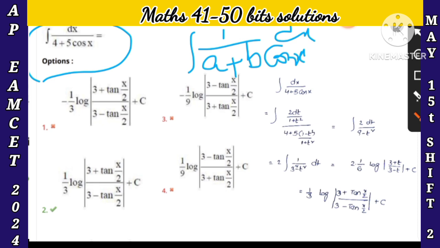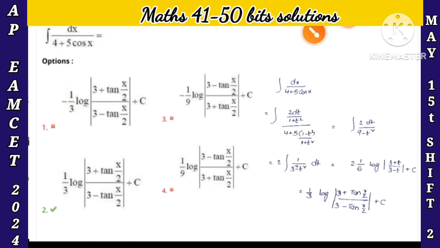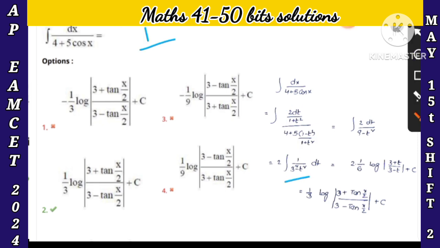We have to replace. dx is equal to 2 dt by 1 plus t square, and the value of cos x is equal to 1 minus t square by 1 plus t square. Now doing the simplification, do the LCM and take the calculations, then you get the integral 2 dt by 9 minus t square, and here we take that 9 as 3 square, so this is in the form of 1 by a square minus x square. And what is the formula for 1 by a square minus x square? 1 by 2a log a plus x by a minus x.